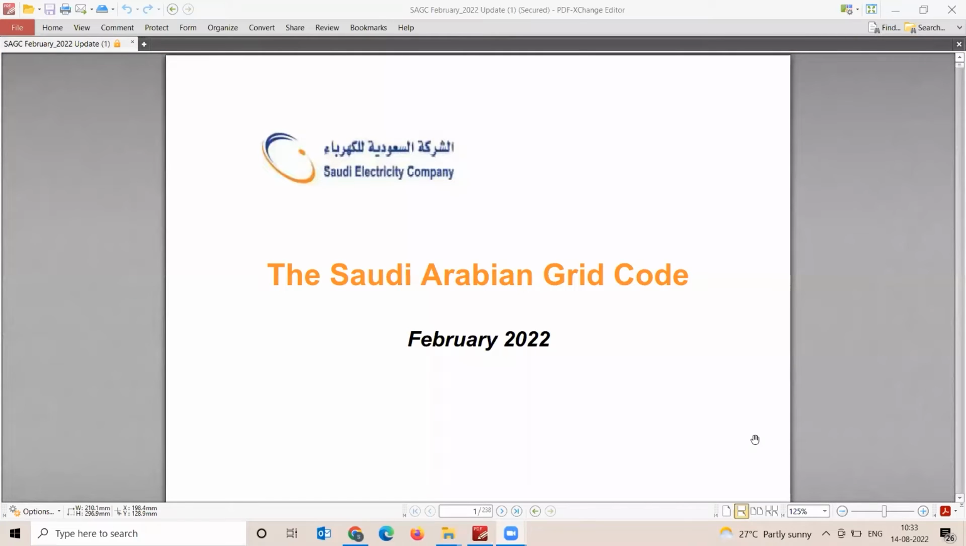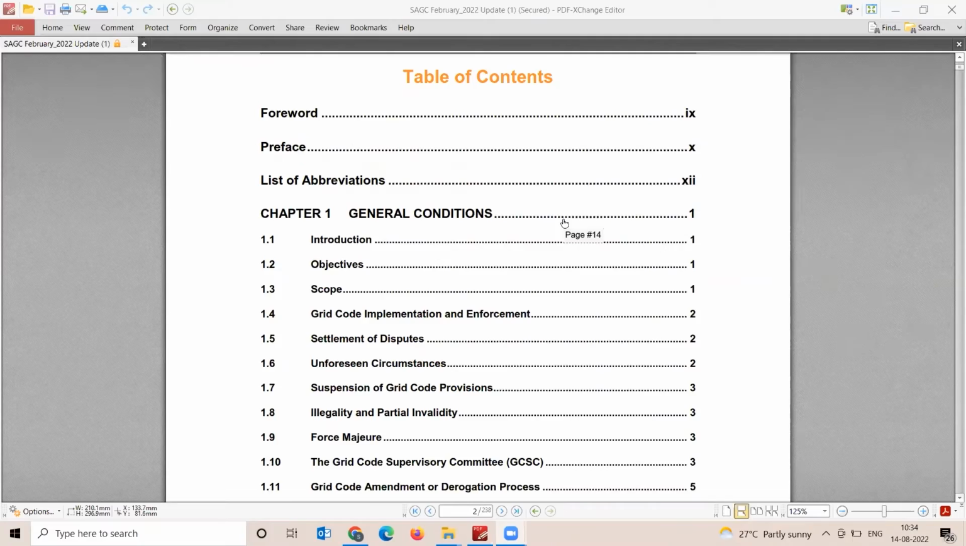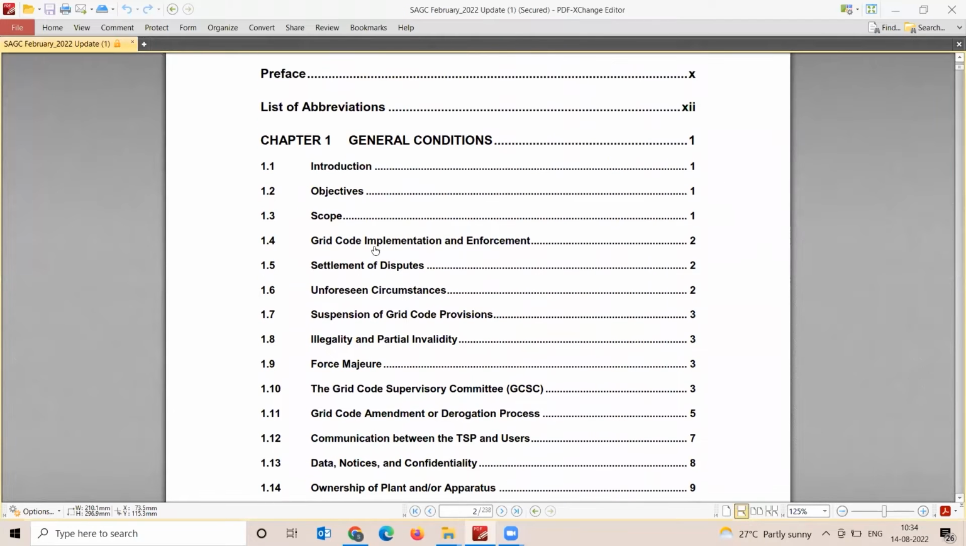What we are going to talk about is grid code compliance. What is a grid code? Why a grid code? This grid code also gives a detailed objective and scope: what is covered, what is not covered, how to implement it, and how to enforce it, right? A grid code cannot be implemented without some enforcement.